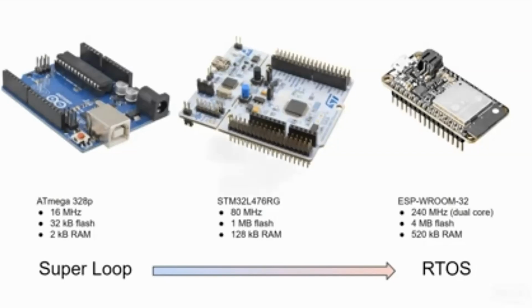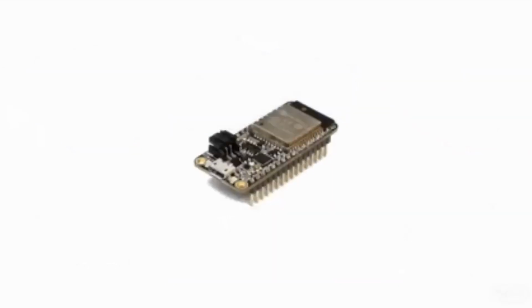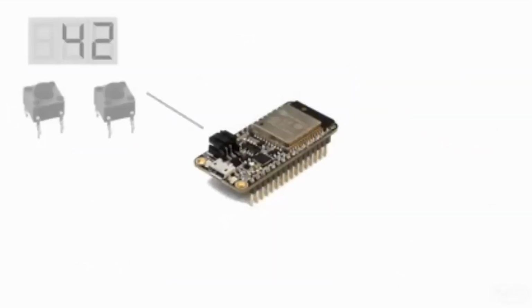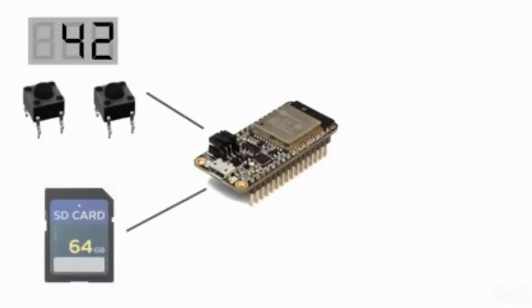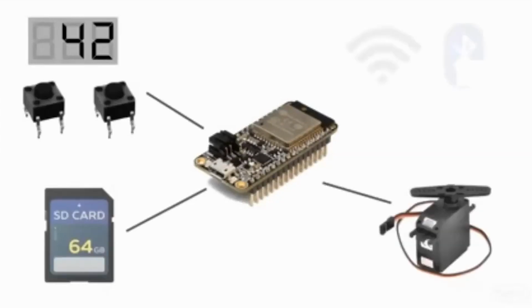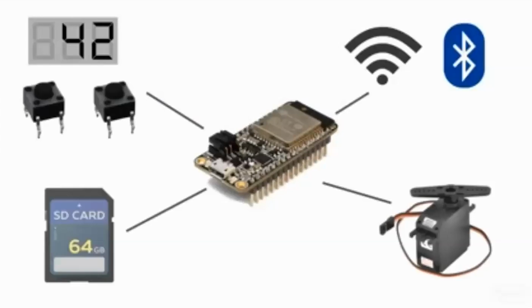There are a number of reasons, but the best one that comes to mind is for when you need to do several things concurrently. An ESP32 is capable of handling user input, reading and writing to an SD card, controlling hardware, and crunching numbers all at the same time.